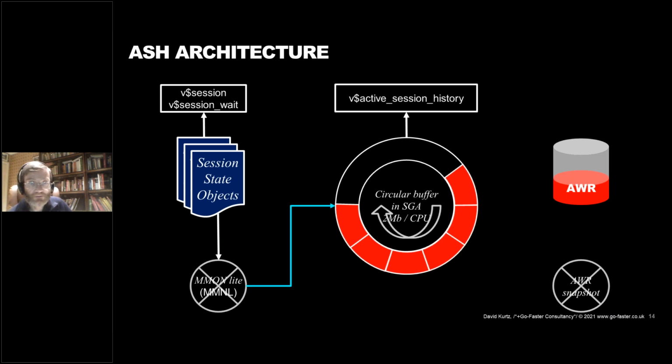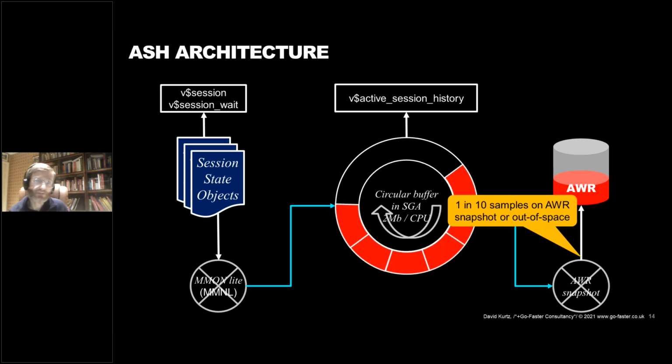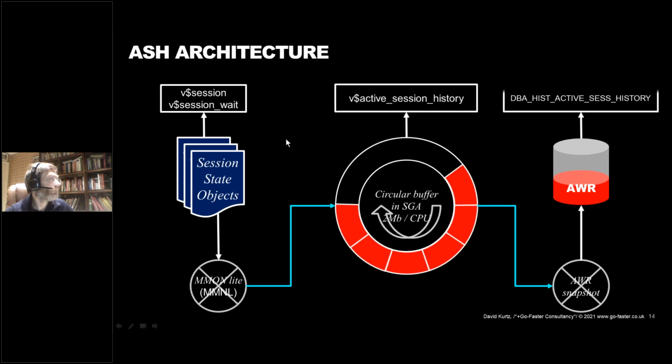The AWR snapshot process, which we're probably all quite familiar with anyway, amongst other things, pulls 1 in 10 samples. So a sample in this case is the set of samples that happens at each point in time. So every 10th sample, which is every 10 seconds apart, will be pulled from this buffer and written to the AWR repository during an AWR snapshot, or if this buffer fills up, you'll get an emergency flush to the AWR repository. And that's how your data gets to DBA_HIST_ACTIVE_SESS_HISTORY. And this process was designed to be light and simple and not get in the way of doing your processing. And then finally, your AWR data is exposed through this view.